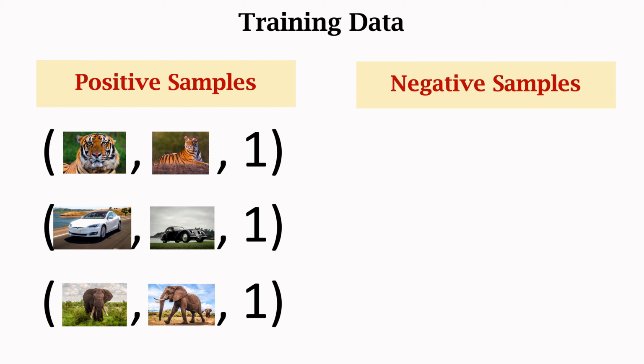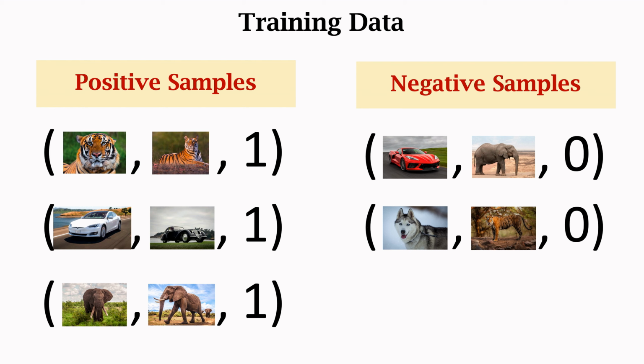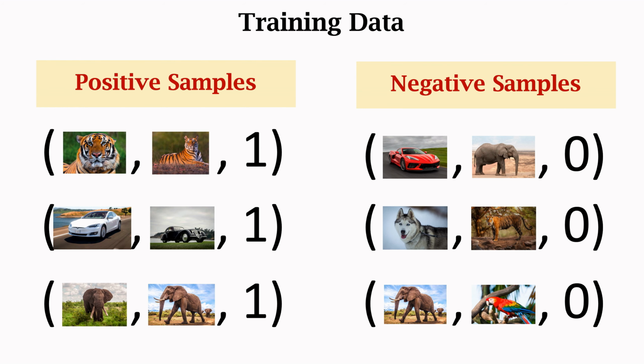Negative samples are constructed in this way. Randomly sample an image from the entire training set. For example, we get this car. Then, exclude the car class and randomly sample an image from the rest of the training set. For example, we get this elephant. Label the pair as 0. 0 means the 2 images are different. Do the same and get negative sample pairs such as the husky and tiger pair, the elephant and macaw pair. Label the negative pairs as 0s.